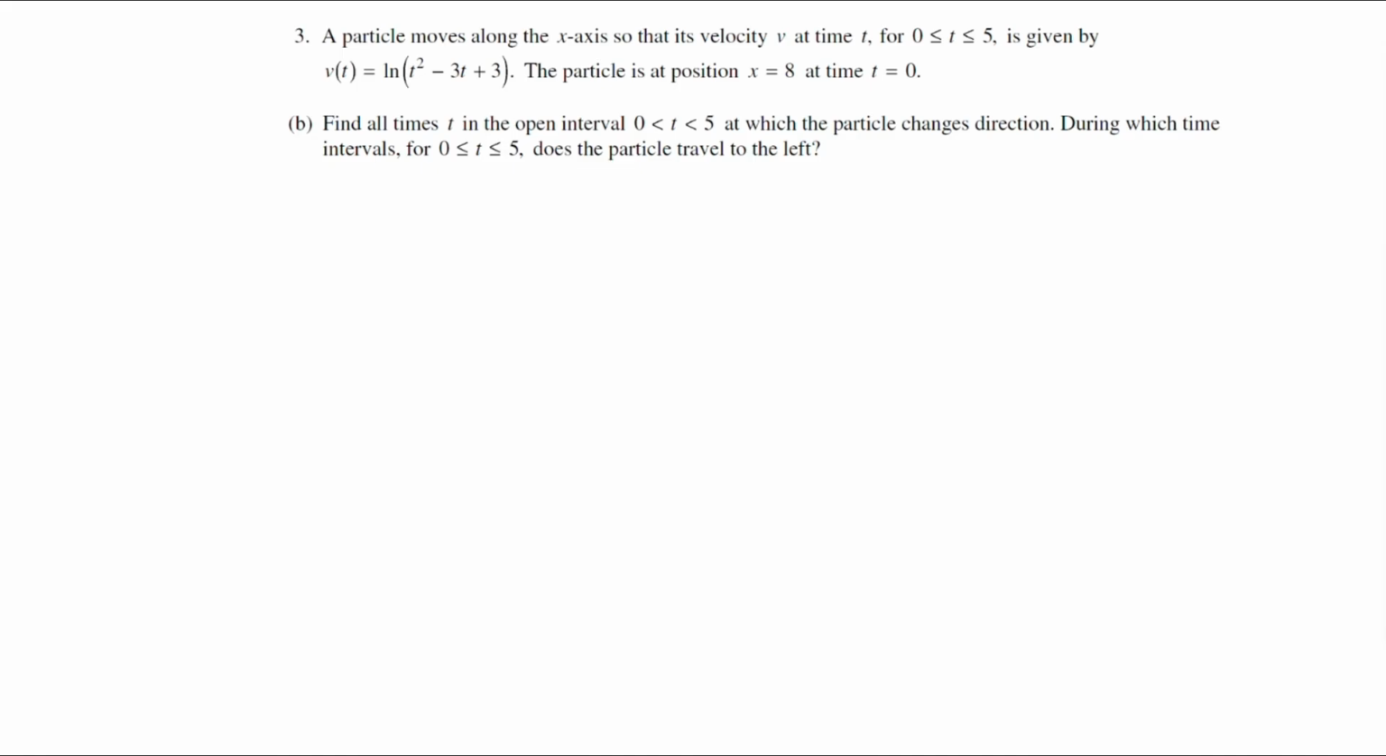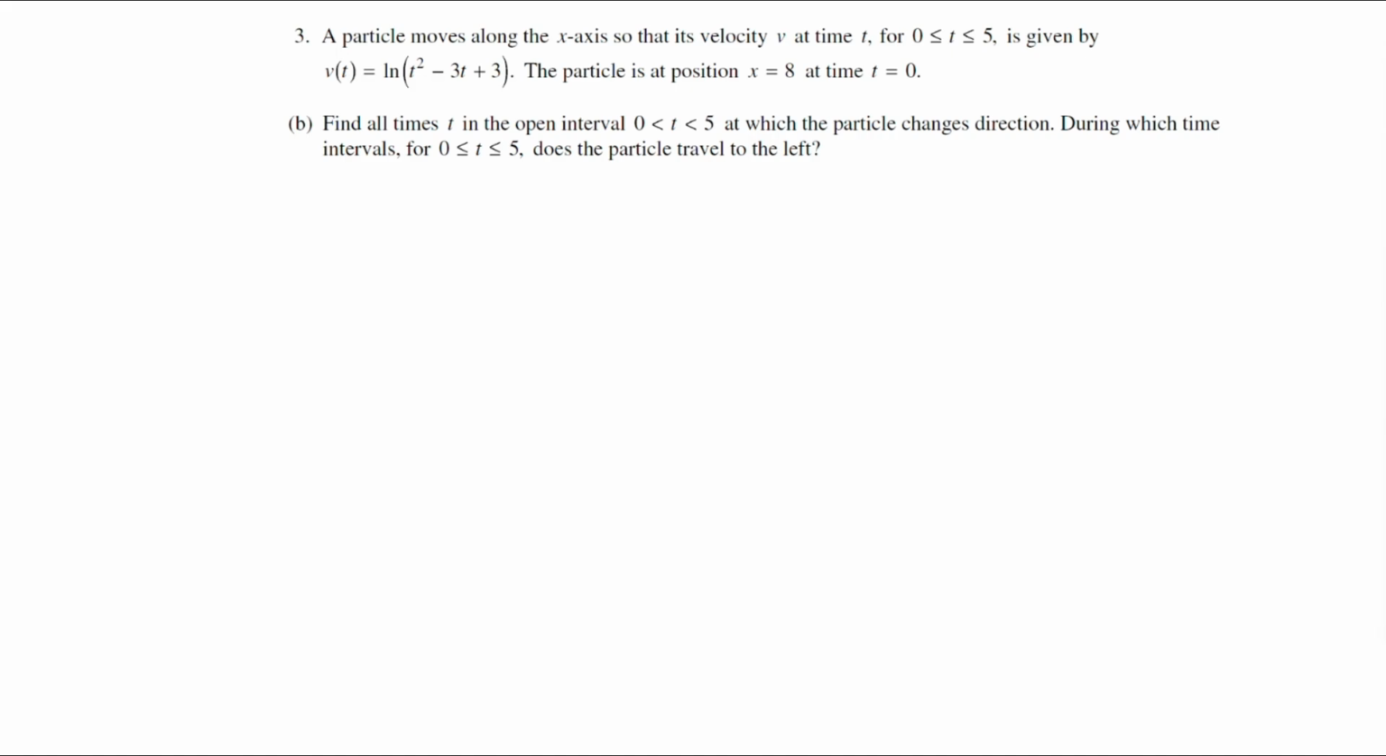For part B, we want to find all times t on the open interval 0 to 5 when the particle changes direction, and then we want to know when it is traveling to the left. Well, all we have to do here is just set the velocity function equal to 0. We can do this on our calculator, or we can also just do this by hand if we wanted to.